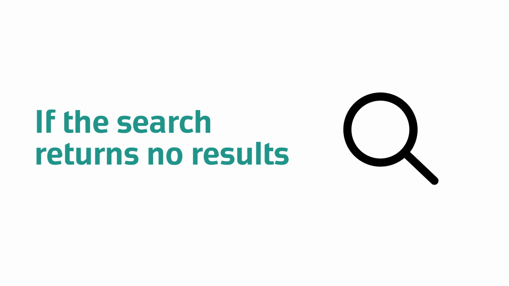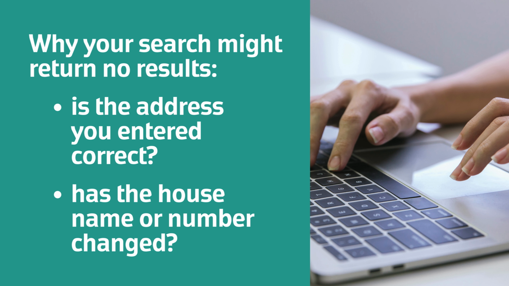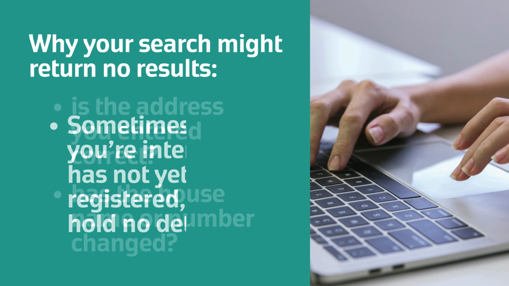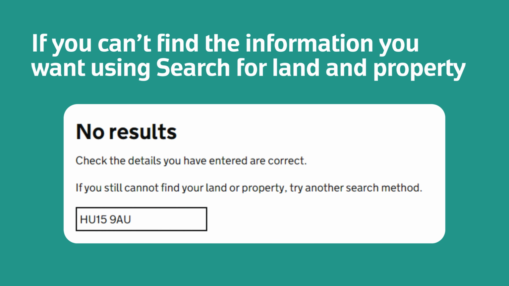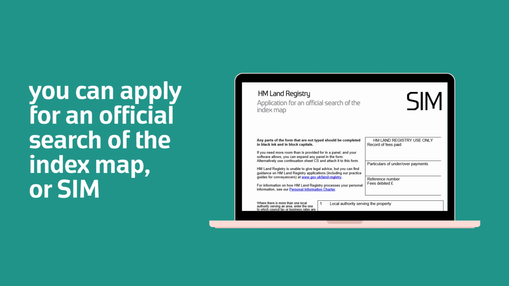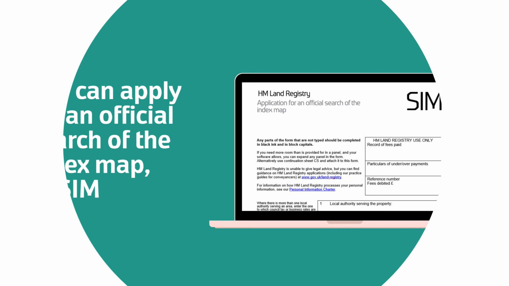Sometimes your search might not return any results. This could be for various reasons. Check if the address you entered is correct, or has the house name or number changed? Sometimes the land you're interested in and searching for has not been registered yet, so we hold no details. If the search returns no results and you can't find the information you want using our Search for Land and Property Information service, you can apply for an official search of the index map, or SIM.